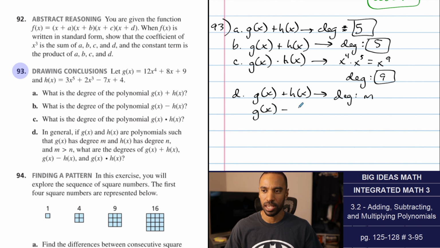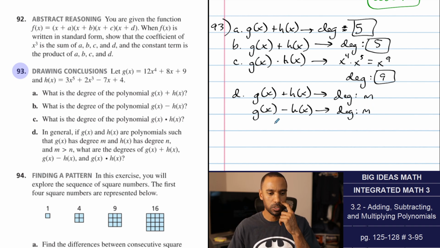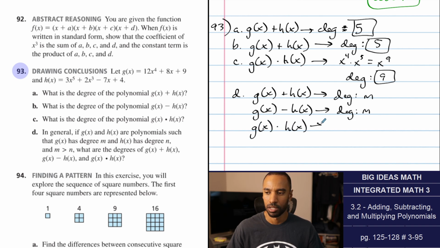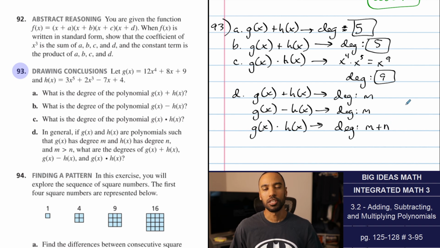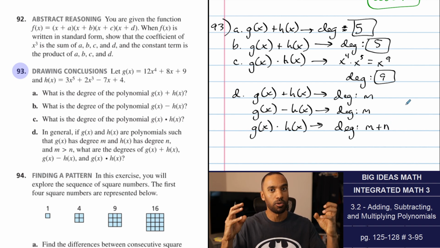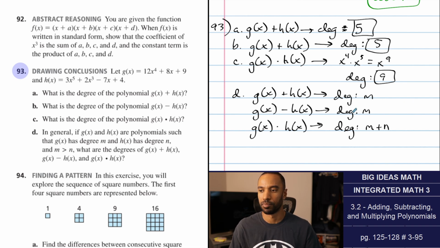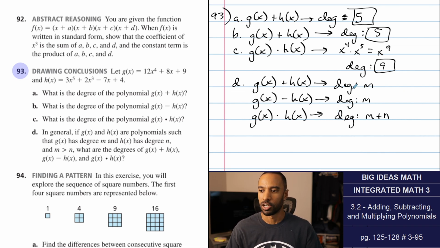G of x minus h of x degree is still m. The degree won't change just because you subtract something, but when you multiply them, those things will add. G of x times h of x degree is m plus n, because the exponents add if those are the two highest ones. Yeah, the two highest ones, and they end up multiplying at some point together. So that'll be it. All right, there's part D.